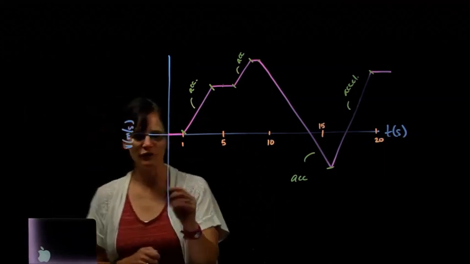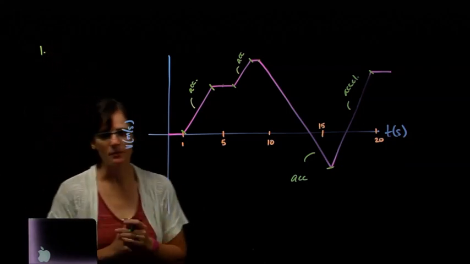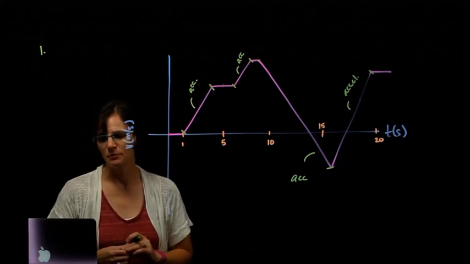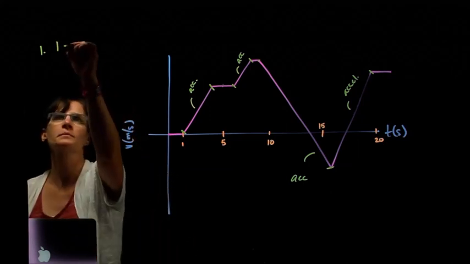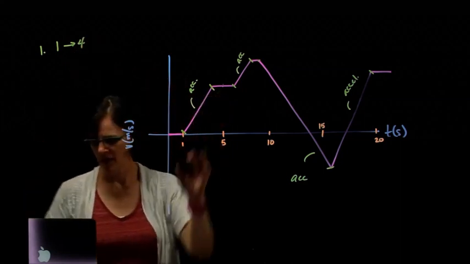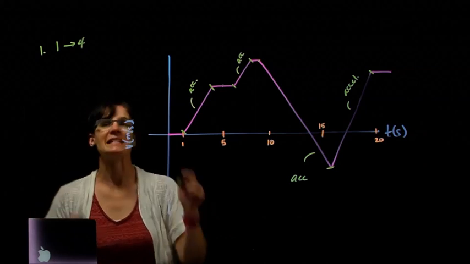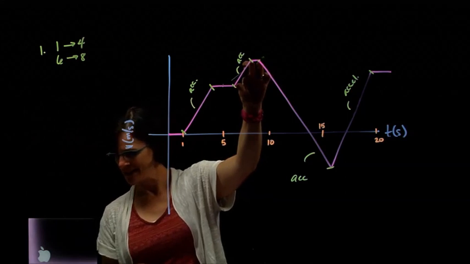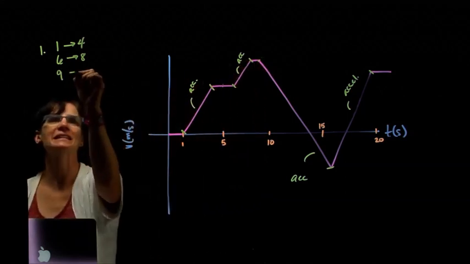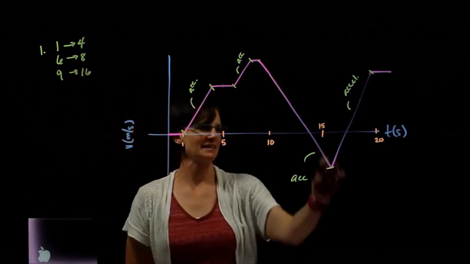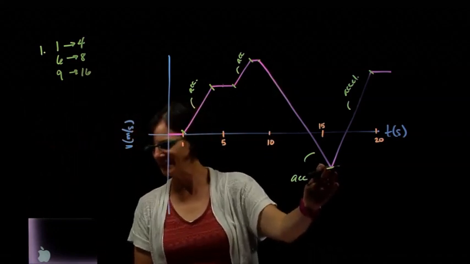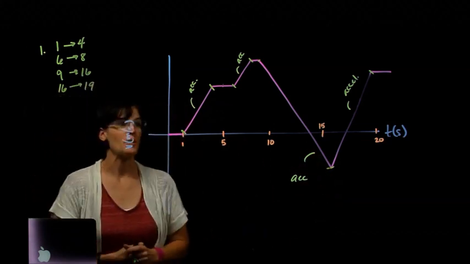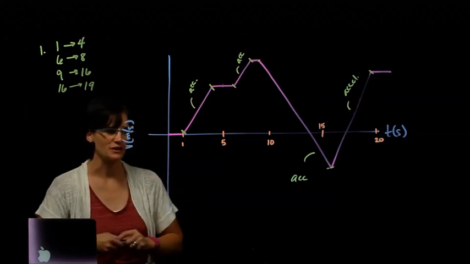If we look very carefully, so this is question number 1, at what those time points are in the graph that's with this video, we see that's between time point 1 and 4. That's this one. Time point 6 and 8. That's this one. Time point 9 and 16. So this is at 9 seconds to 16 seconds, and then from 16 seconds to 19 seconds it's also accelerating. So those are the times that there's a change in velocity.